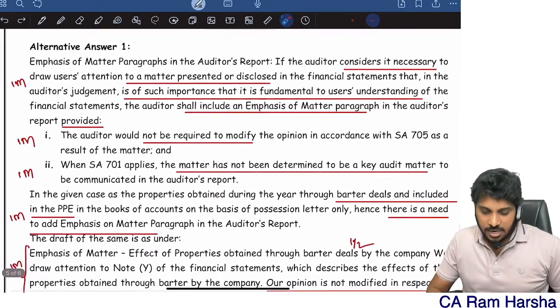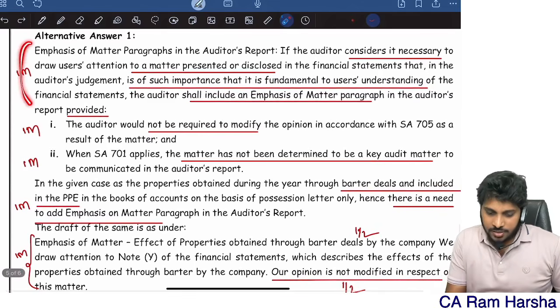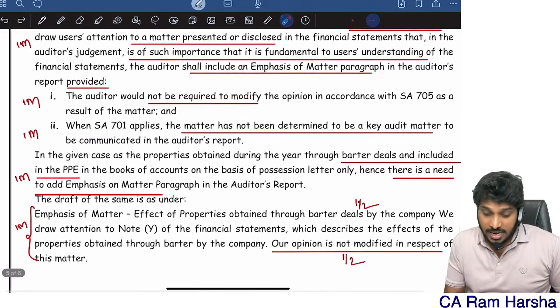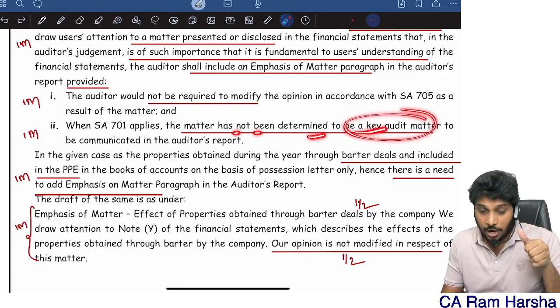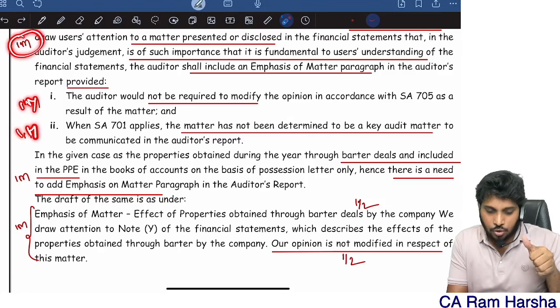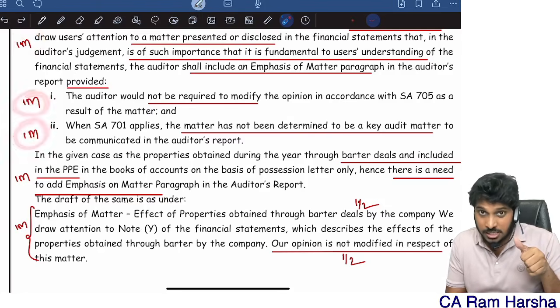Next, alternative 1. Write emphasis of matter paragraph definition, 1 mark. Conditions for emphasis of matter paragraph, 2 conditions. You should not be modifying opinion on that matter, and that matter is not a key audit matter. For each condition, 1 mark. Total definition 1 mark. For 2 conditions, 1 mark.